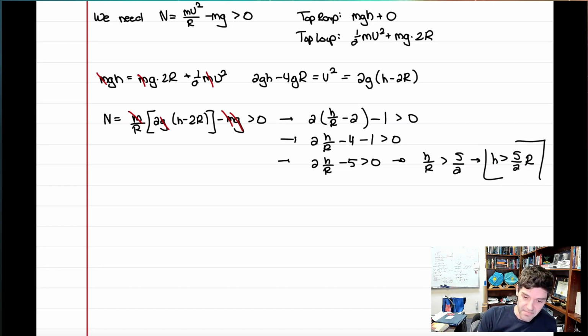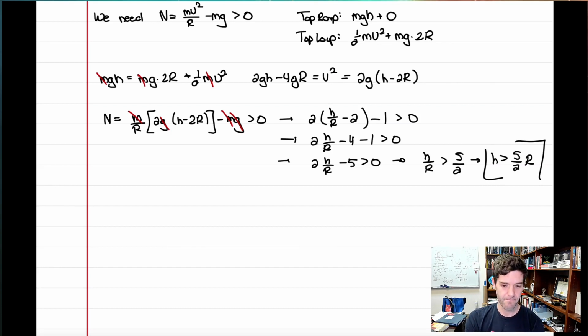That is the minimum height that you need if you want to have any hope of making it over the loop and stay attached to the loop. Your initial ramp better be 2.5 times the radius of the loop. So I've seen this called the roller coaster equation, but again, it's just polar coordinates plus energy conservation in this case.